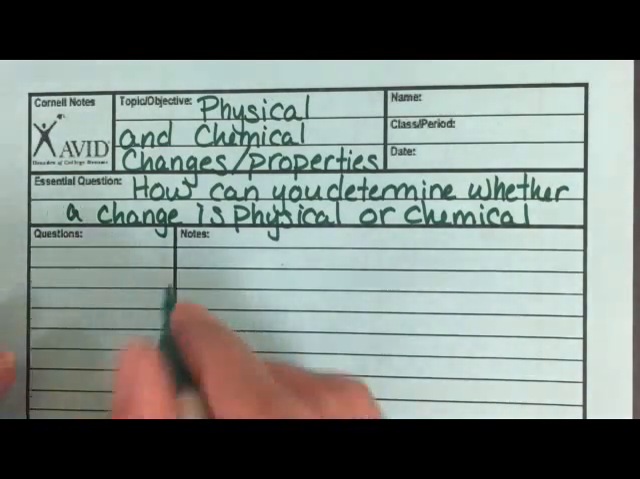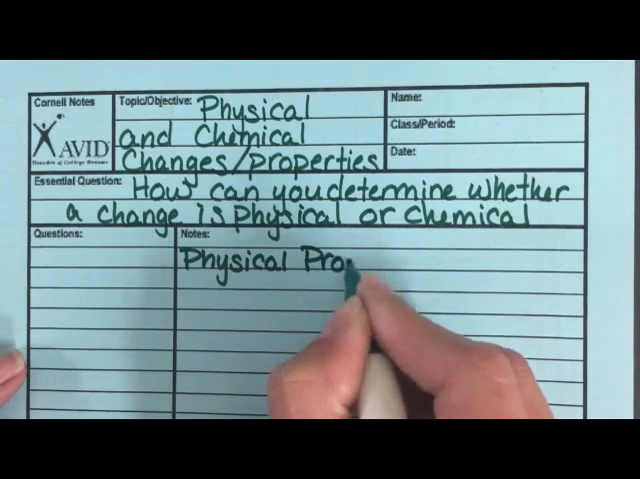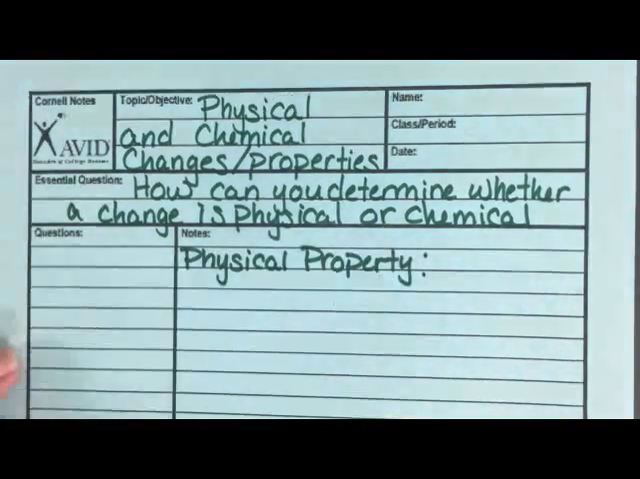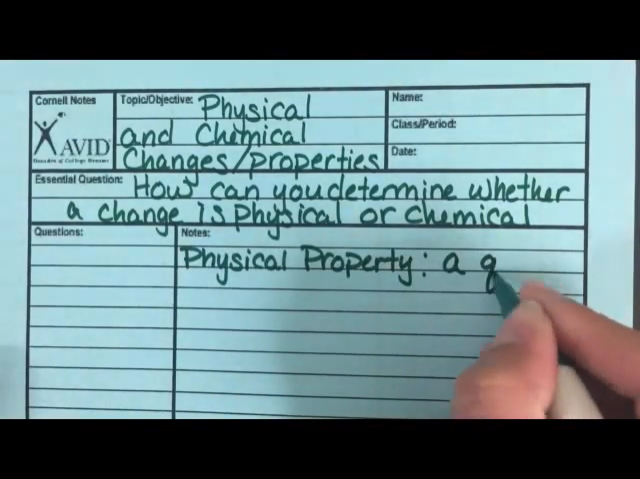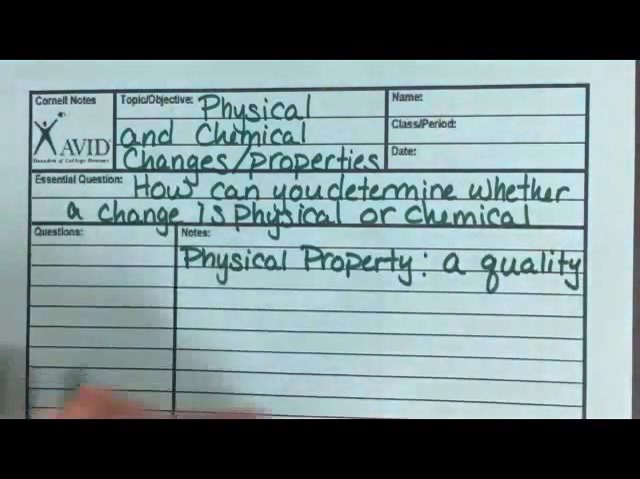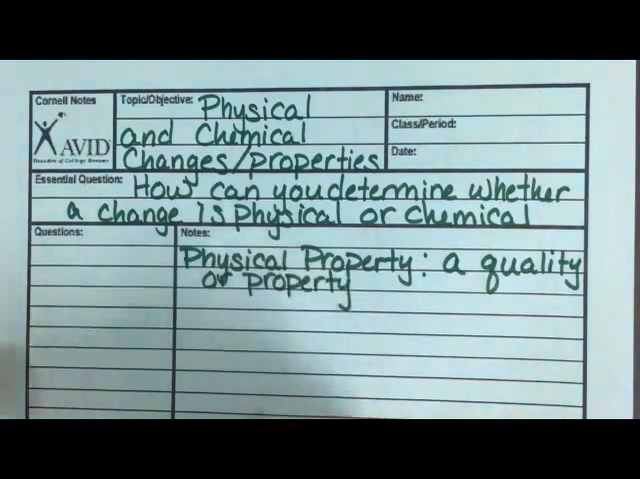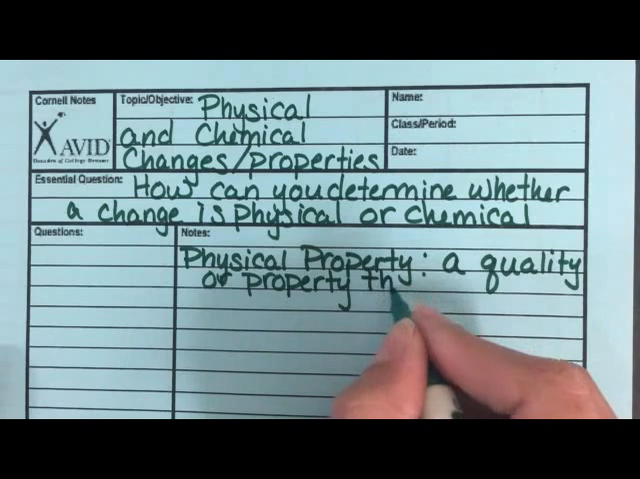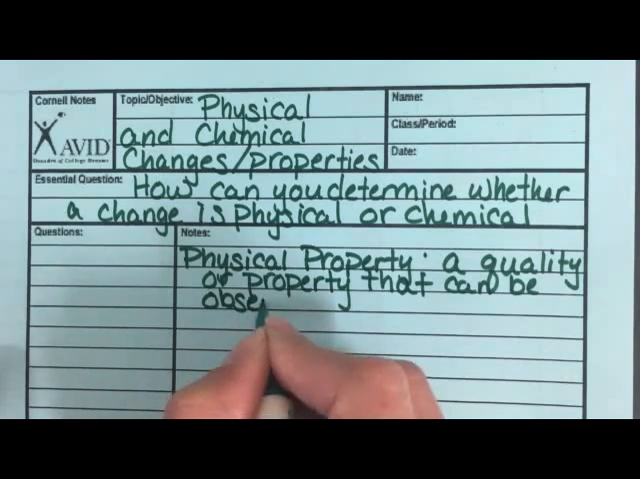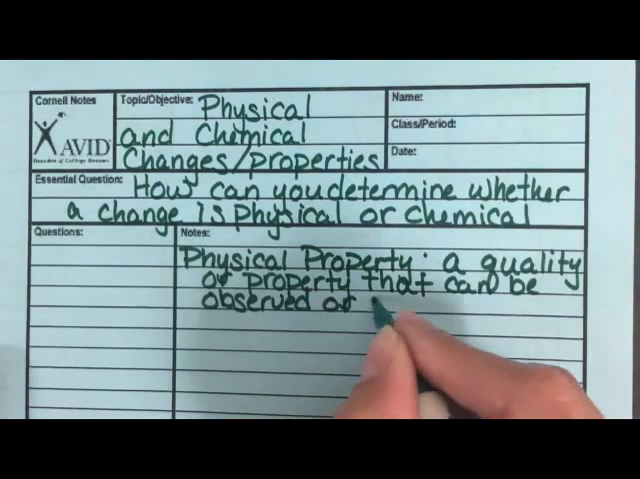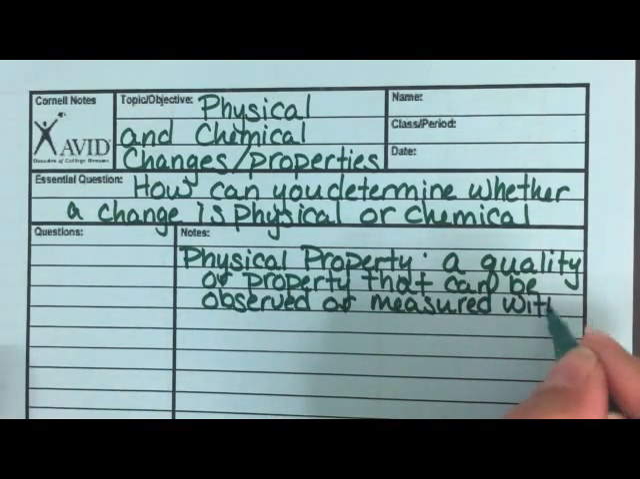So there are two types of properties. The first one's a physical property. Now what you really need to know about a physical property is it's a quality or property that can be observed or measured without changing the composition.